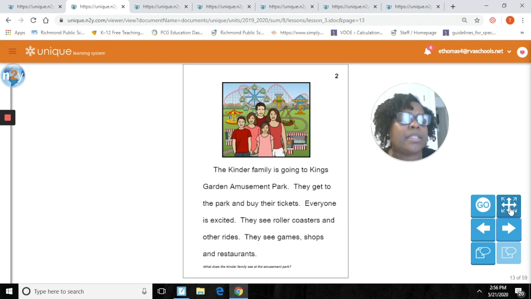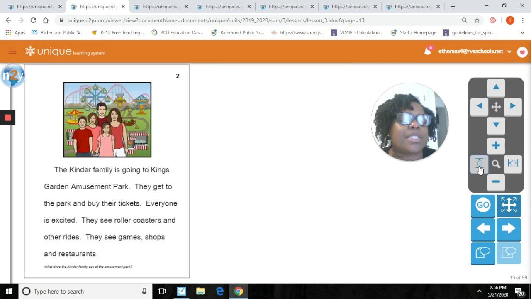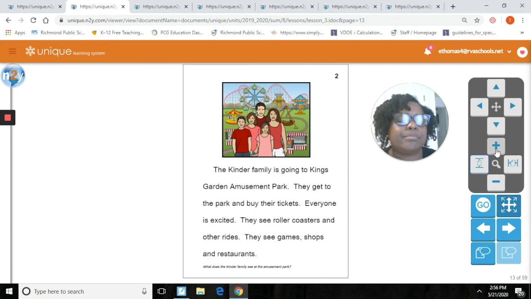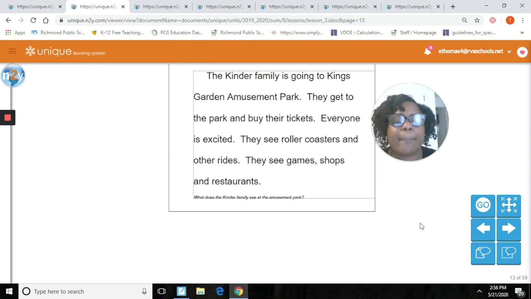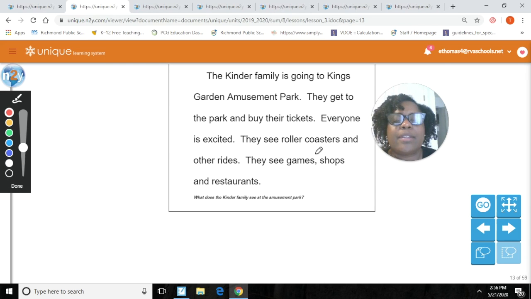So now we need to see what our focus question says here at the bottom. Okay? Let's see what it says. It says here, what does the Kinder family see at the amusement park? What did they see? I know you said they see the roller coasters, they see the rides, they see games, shops, restaurants, right? All these are things that we see at the amusement park.